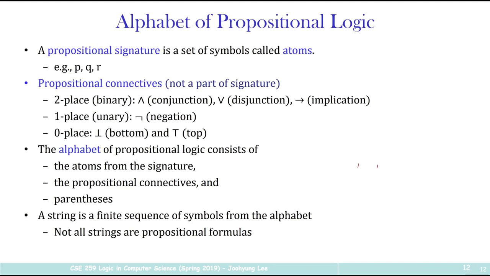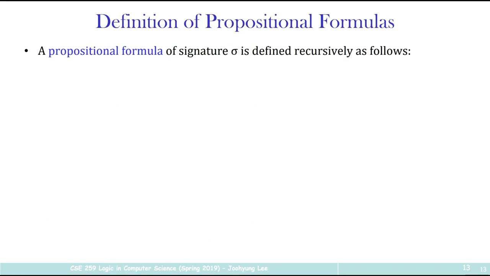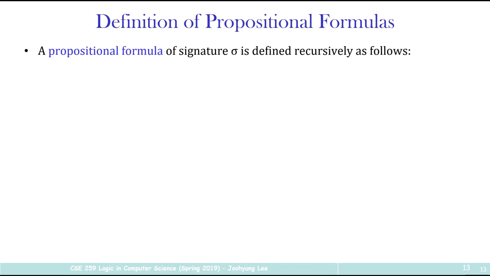So we are going to define something called propositional formulas. These formulas are built by applying some rules. Here's a definition, and we're going to have a quiz after this one, not a gradable one. A propositional formula of signature sigma is defined recursively as follows.